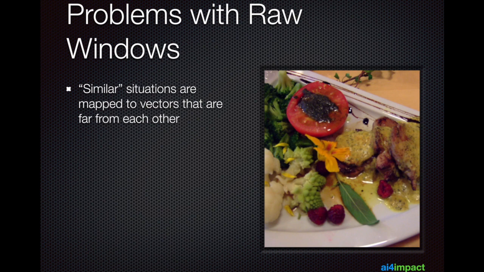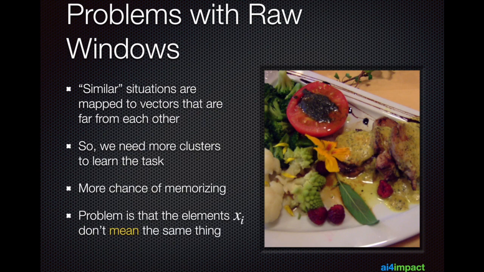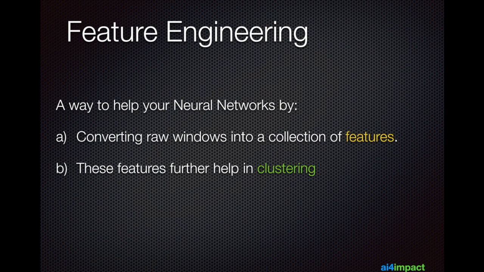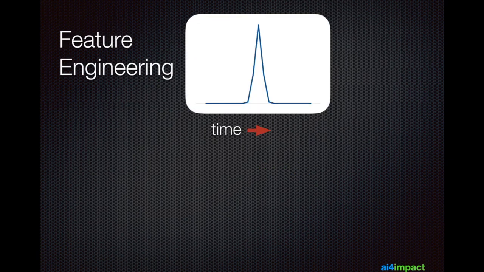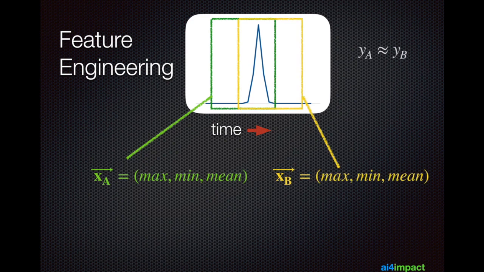So again, the problem with having just raw windows is that similar situations are mapped to vectors that are quite far from each other. This means that we need more clusters to learn a task, and therefore increasing the chance of memorizing. Feature engineering is simply a way for us to convert the raw window into a collection of features, and this could help further in clustering. How this works is that we transform data within that window into a set of features. For example, in this case, I've used the maximum, the minimum, and the mean, but you want to use many other features. We do the same for the next window. And what we find is that the x's are about the same, and therefore clustering works better.